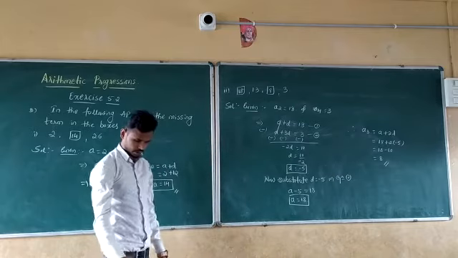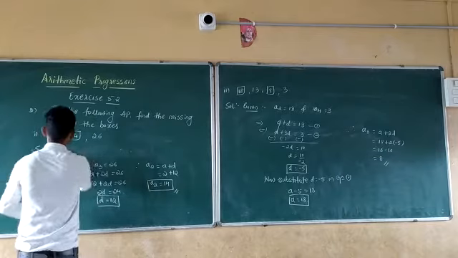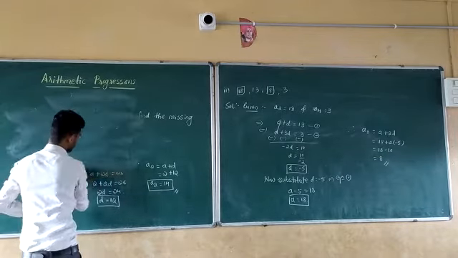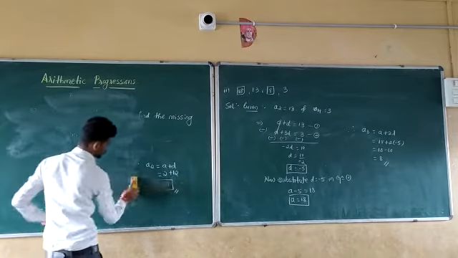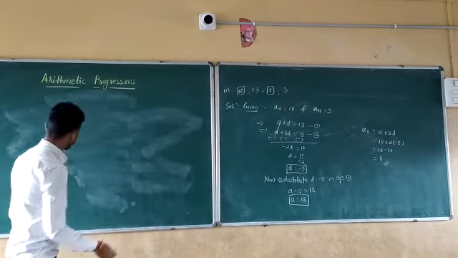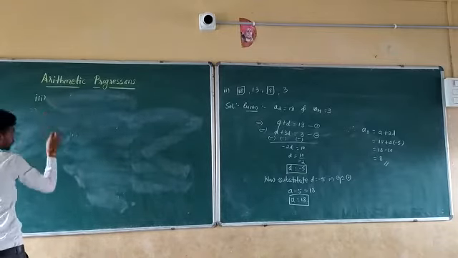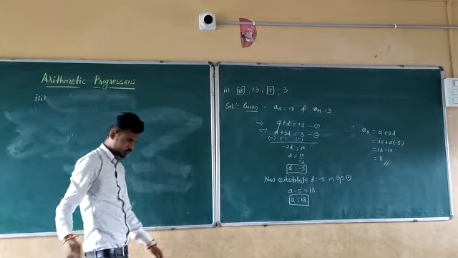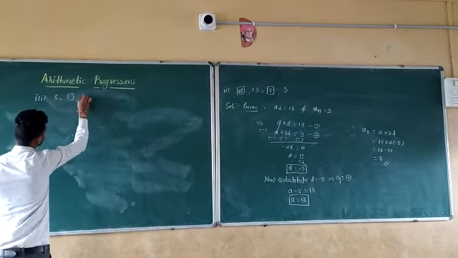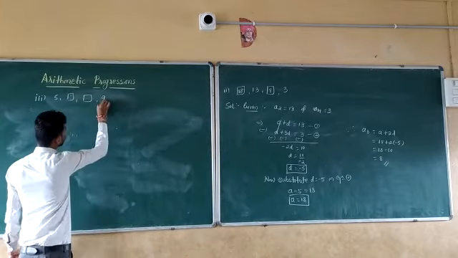This is the next question. Similarly, the third question: 5, blank, blank, 9 integer 1 by 2.